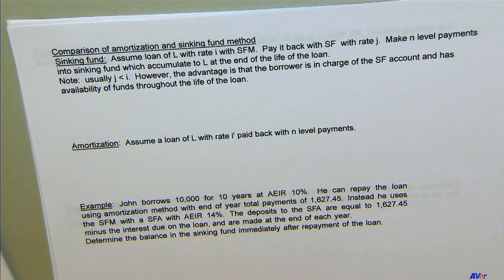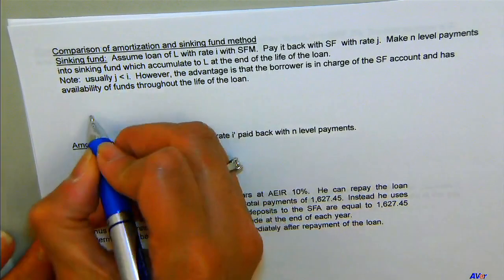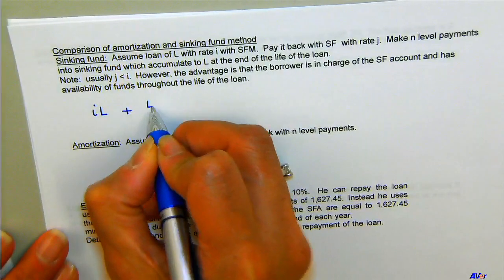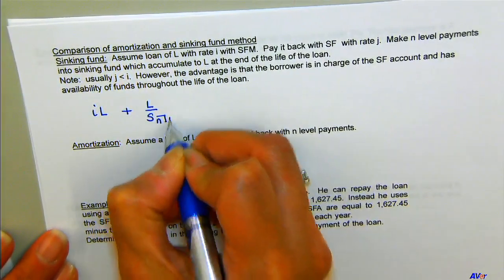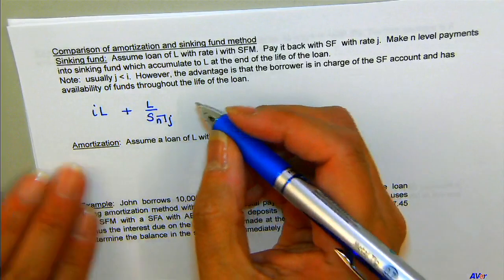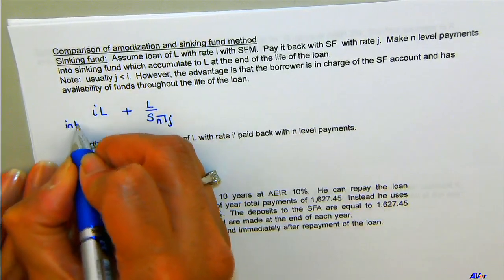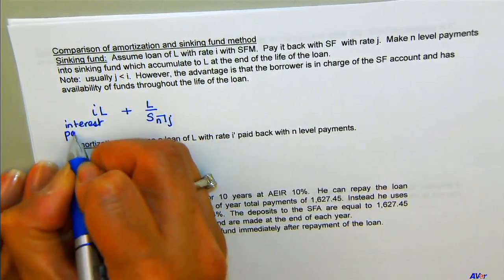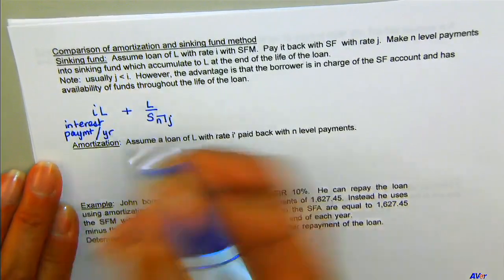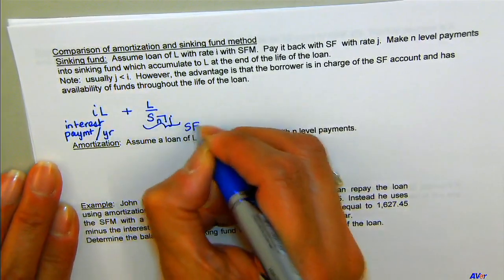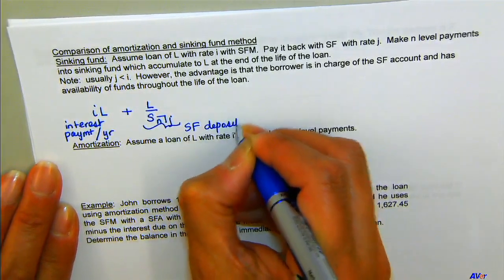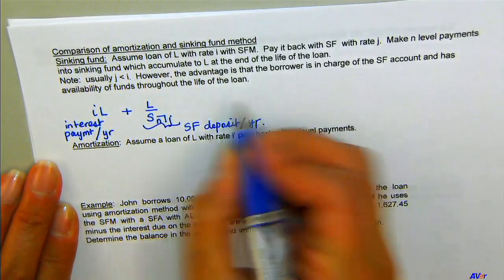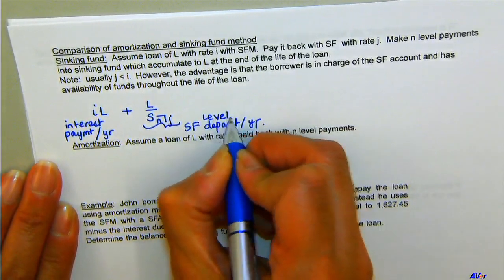However, the advantage is that the borrower is in charge of the sinking fund account and has availability of funds throughout the life of the loan. So we know that IL plus L over S angle NJ is the total. IL is an interest payment per year. And this is the sinking fund deposit per year. It's a level sinking fund deposit per year.